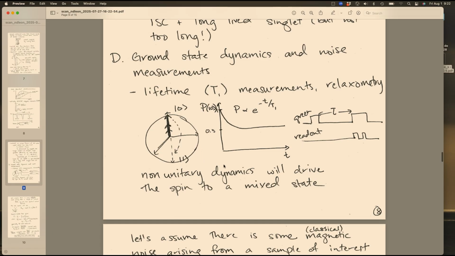And what's going to happen is that any kind of non-unitary dynamics will drive this spin into a mixed state. So then I will just get lower fluorescence that should all go out to a population of a half as I wait.